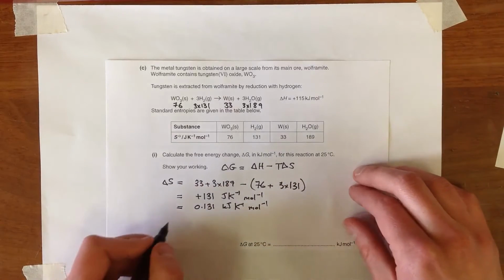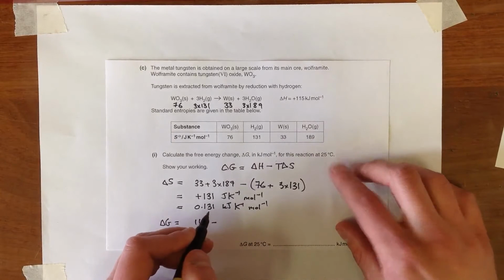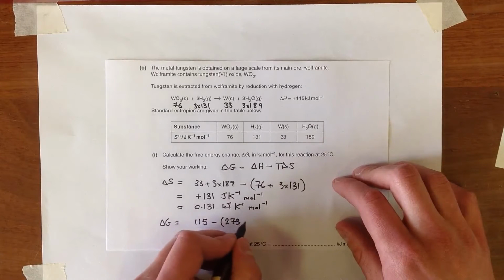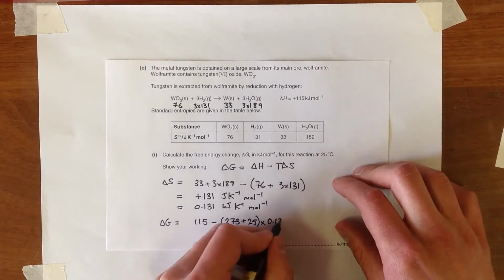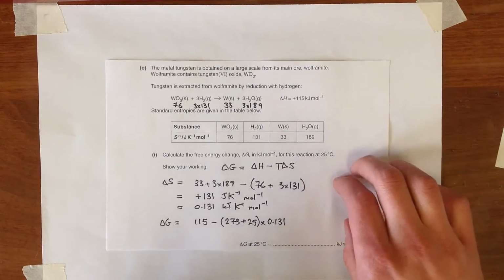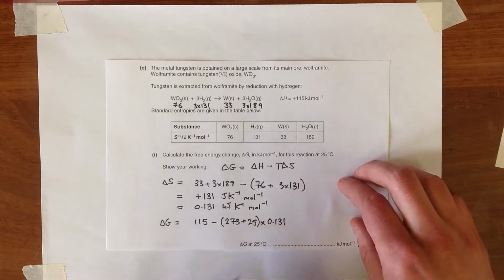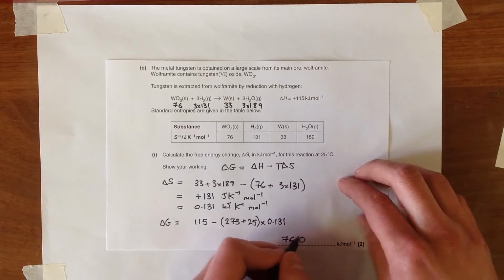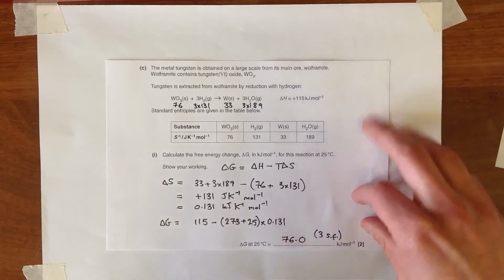So then when we plug that into this first equation here, we're going to get delta G is 115 minus 25 degrees C. To get into Kelvin, we add on 273 plus 25, and we're multiplying that whole lot by 0.131. And when we work that through, we find a value of delta G of 75.962, which is useful to give as a 3 significant figure value, which would be 76.0 kilojoules per mole. And it's worth putting that it is 3 significant figures here.